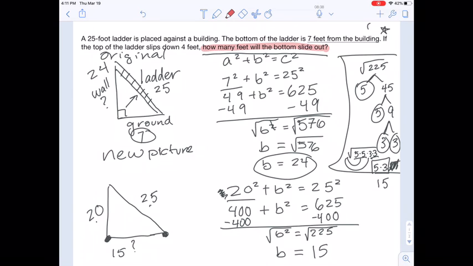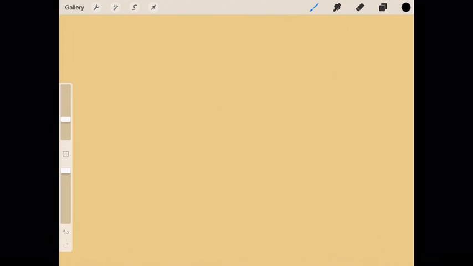Yeah, so we'd have to do 15 minus the original 7, so we should get 8 as our answer. I'm going to have the rest of your practice be on your own, so make sure you go back on Classroom, click the practice sheet. There's going to be a few problems there for you to practice.